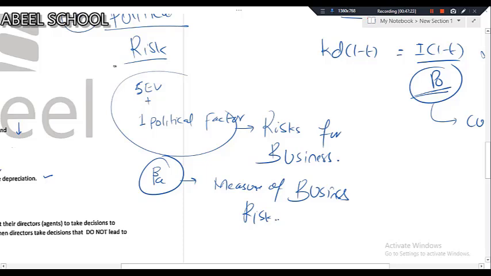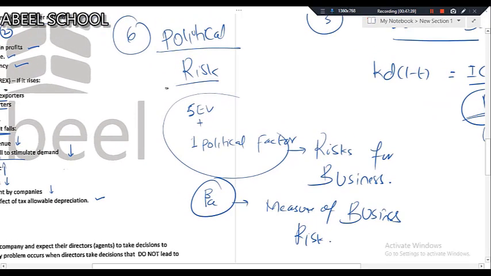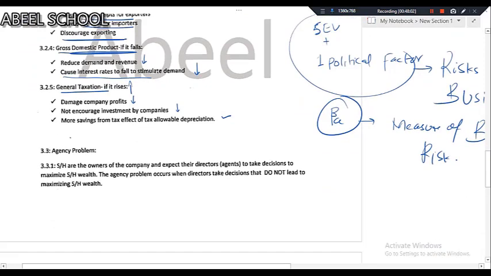And what are the factors which contribute to business risk? We have 5 economic variables, 1 political factor. All of these are examples of business risk, and beta asset is a measure of business risk. So far, dear student, you should have a really good understanding that there are 5 economic variables and 1 political factor which will affect your market value of equity, and they are also beyond the control of the directors. All of these are risks for the business, and the measure of business risk is beta asset.